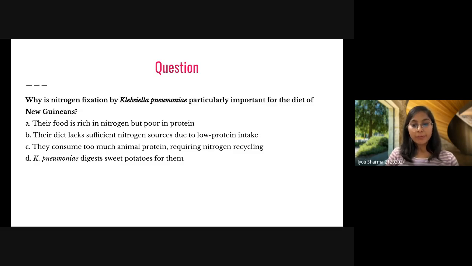So the answer will be that in that tropical place, the diet lacks sufficient nitrogen source due to low protein intake, because at that place there is ample carbohydrate source but very low protein food. So that's why they do not have the nitrogen source. So this is a kind of adaptation or god's gift to those people, that they have that bacteria in their gut, and that bacteria will help to fix the nitrogen. So that's why B is the right answer.